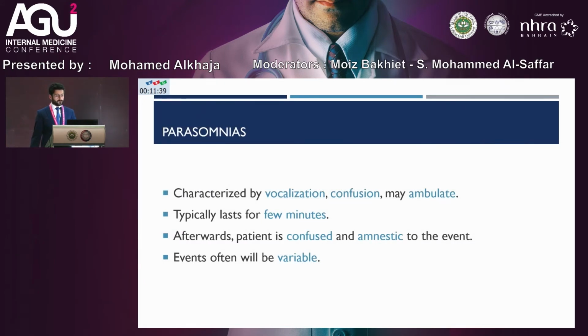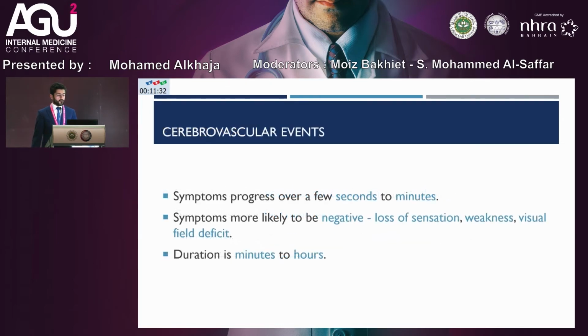Parasomnias occurring out of sleep are characterized by vocalizations and confusion, and patients may ambulate. With CVAs, strokes, or TIAs, you have negative symptoms, they occur over seconds to minutes, and they won't be occurring every day like seizures.